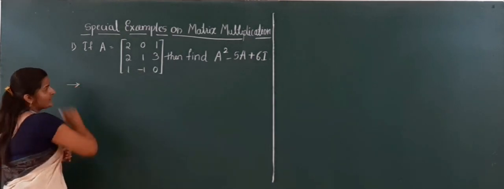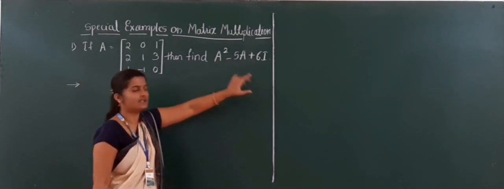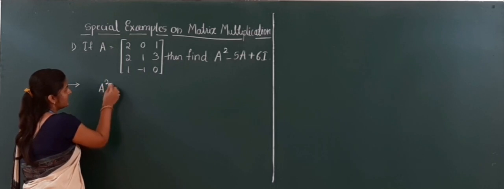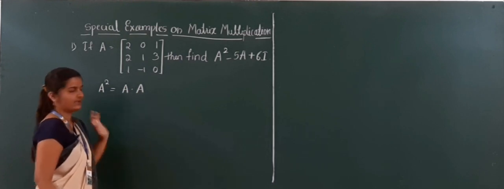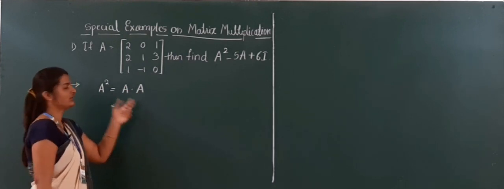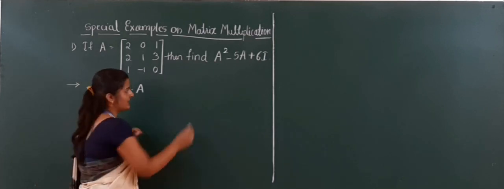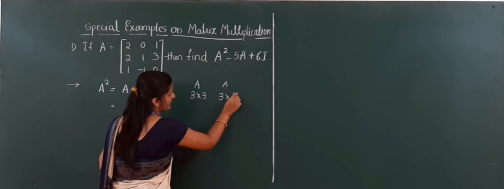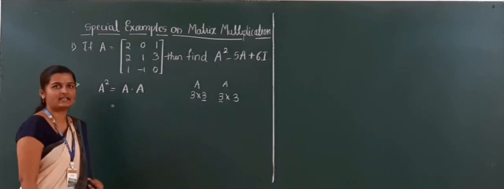See here. In this expression there are three terms: A square minus 5A plus 6I. First I will find out what A square is. A square is A into A. Whenever you multiply A by A, you get A square. Before multiplying we have to check the condition for multiplication. A matrix order is 3 by 3, again A matrix order is 3 by 3. Here the number of columns in the first matrix is equal to the number of rows in the second matrix. So we can multiply A by A.